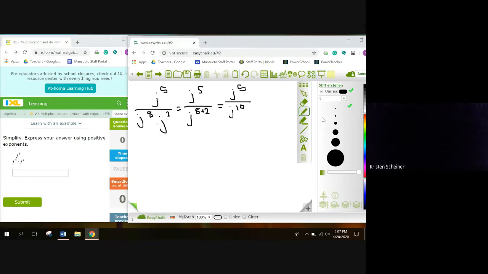This now looks like the quotient property of exponents. Because we are dividing like bases, we can go ahead and subtract our exponents. This is all going to equal j to the 5 minus 10. And if we solve that, we get j, 5 minus 10 is negative 5.